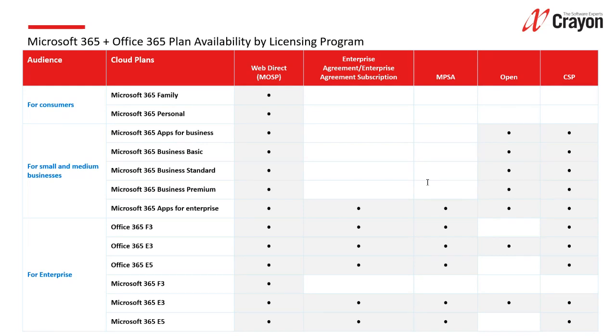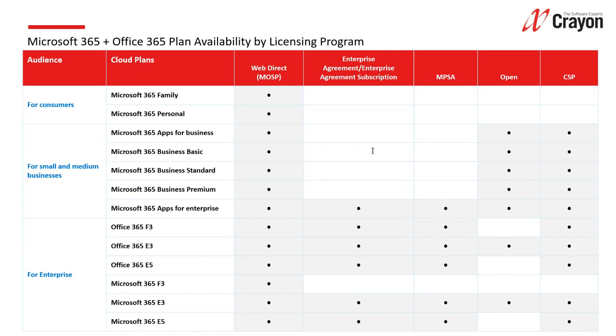Moving to the channel volume licensing types, we have the Open license program. It is similar to the MPSA program, but is dedicated mostly to small and medium business companies. That's why the cloud plans available here are from the small and medium business audience category. The difference between MPSA and Open is that Open is available only for 2 years, while MPSA doesn't have an expiration date. And MPSA also has 4 discount levels that offer better prices in case a company reaches a certain number of points.